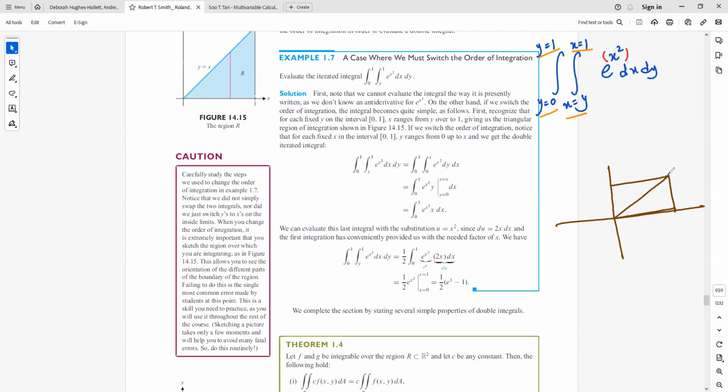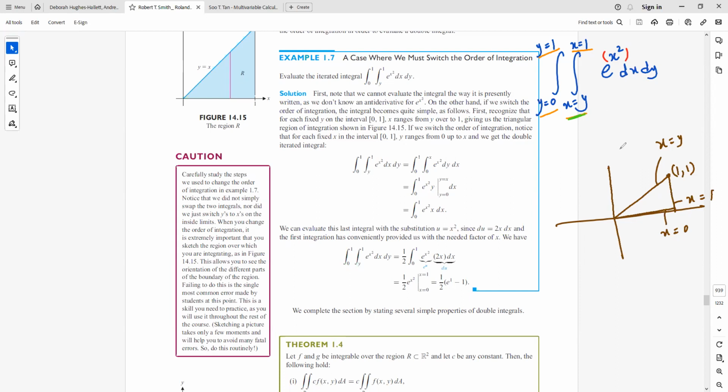Now this point is 1 comma 1, since the function is x equals y, right? This is x equals 1, this is x equals 0. All right, now let me erase this thing. We don't need this line now.